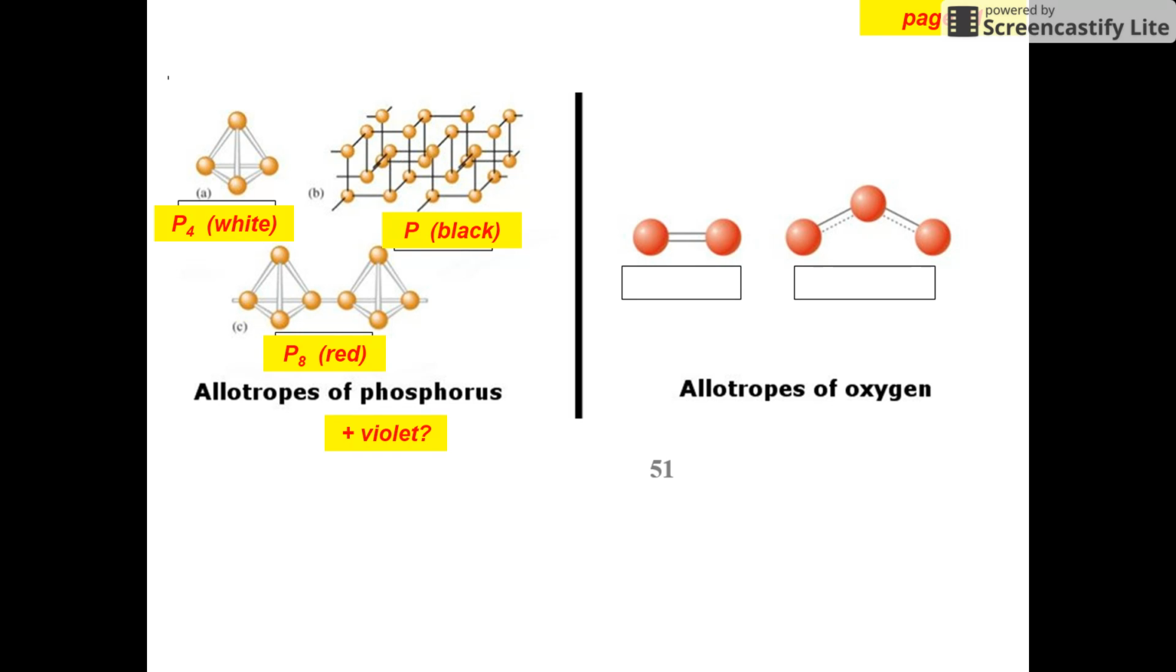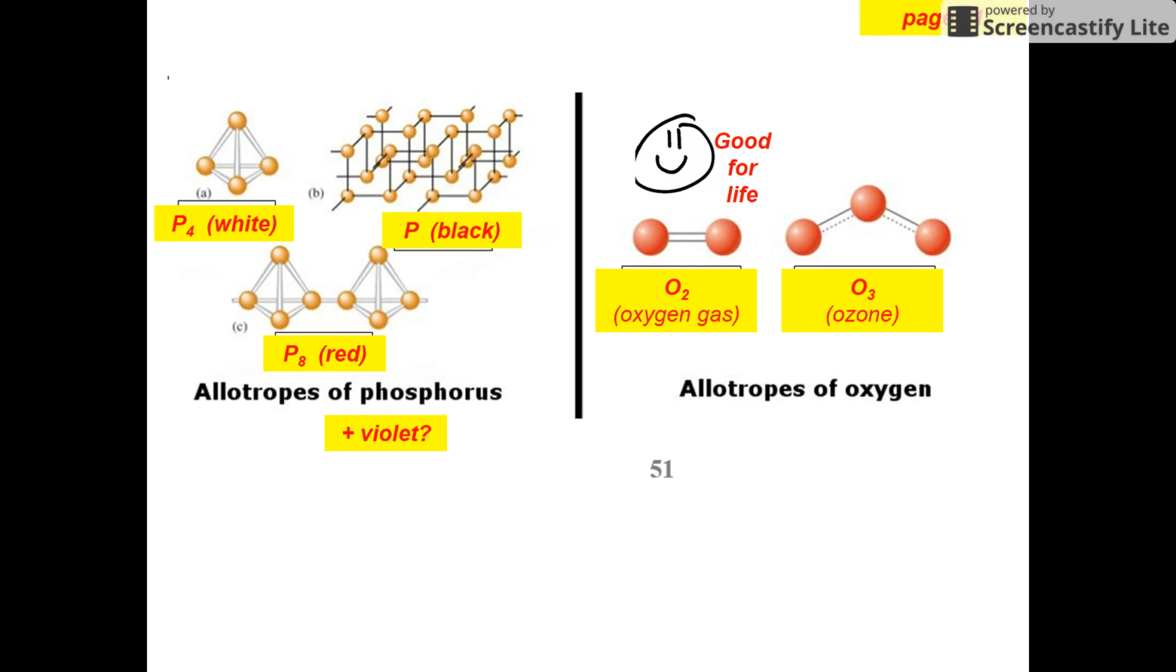Now, oxygen you should be familiar with. O2 is oxygen gas, and O3 is called ozone. Now, O2, you know that that's very good for life. Organisms need oxygen for respiration. O3 is bad for life up close. Ozone molecules will do bad things to cell membranes and rip them apart. Ozone is really, really good and important in our ozone layer, way up high in our atmosphere.